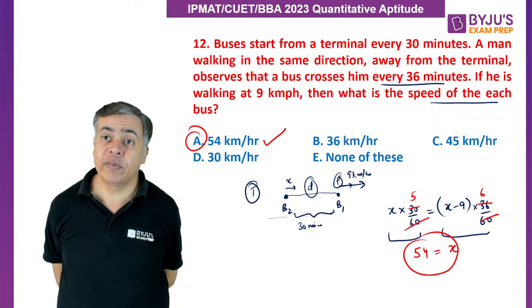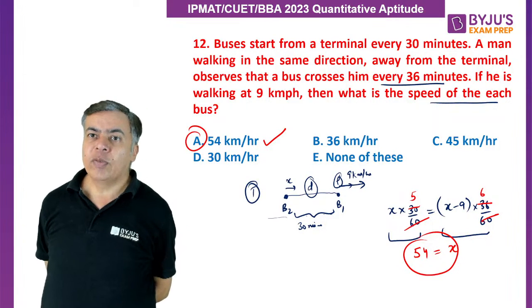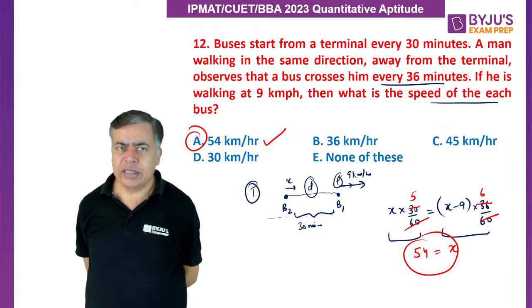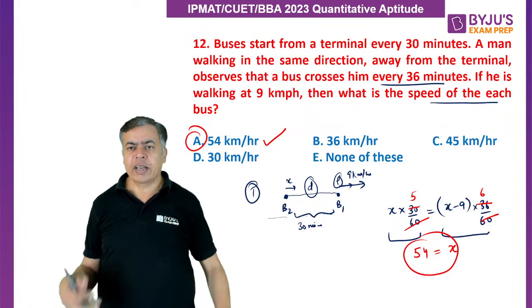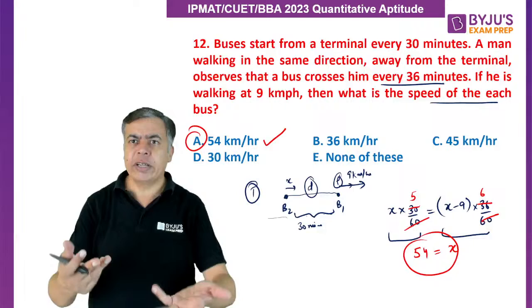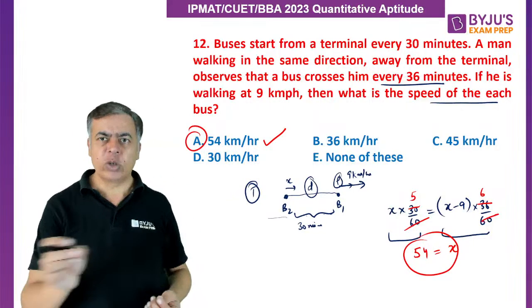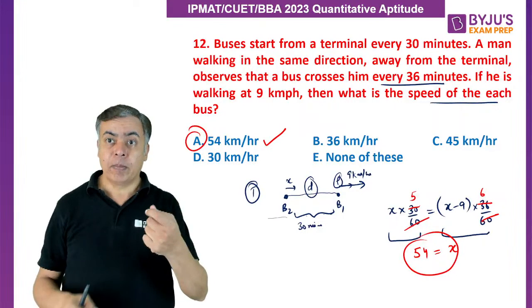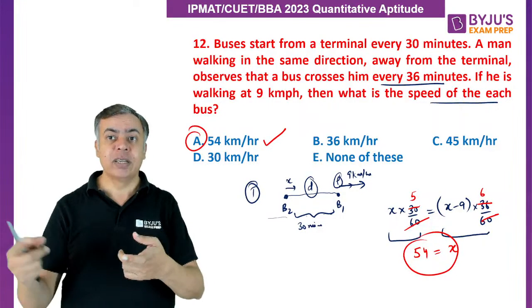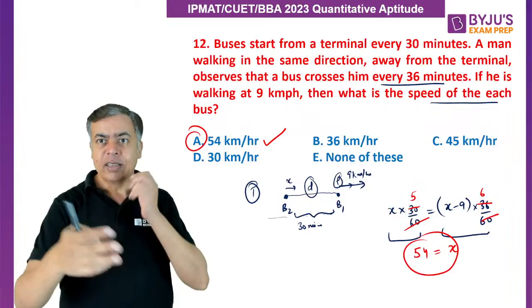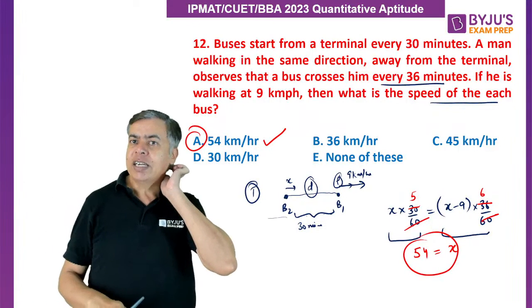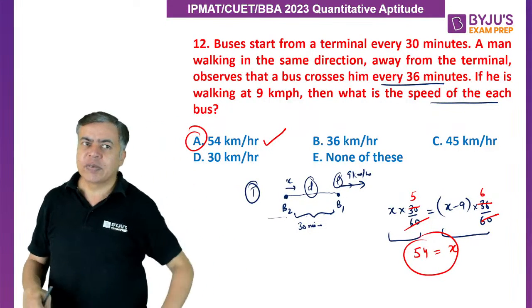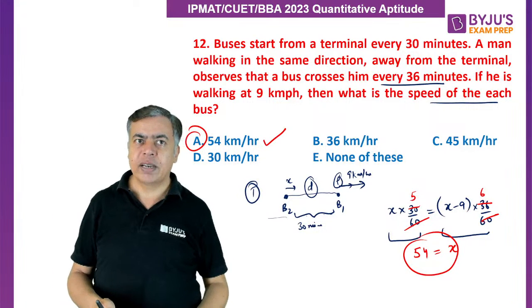This is a good question. Once you understand it, then you can solve it in seconds, because you know how to do it, and you need not explain to anybody. I will straight away say that the bus in 30 minutes will cover the same distance as bus minus 9, that is the speed of the person, in 36 minutes. So you can just equate and get the value of x, the speed of the bus.